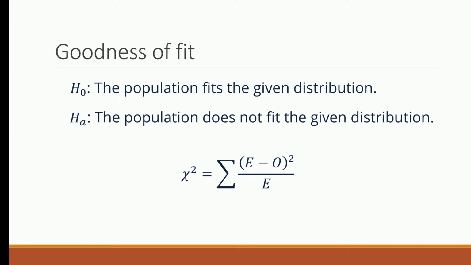So the first thing to note is that you're adding some stuff up. That's what that big sigma is. What are we adding up? We're adding up these things. Now, what is this stuff? Well, this is the expected stuff minus the observed stuff squared over the expected stuff. I know, that's really confusing.